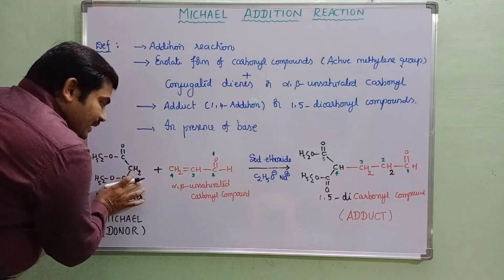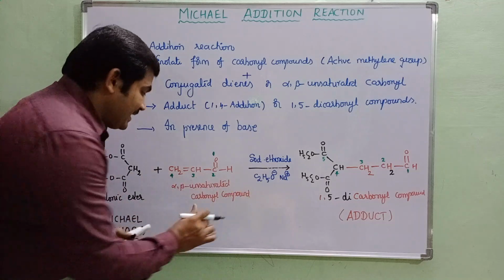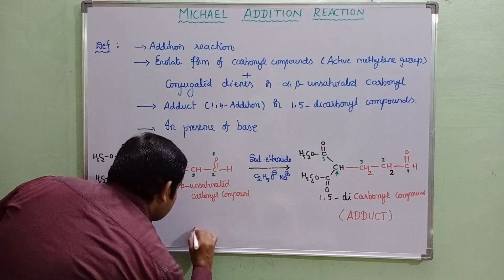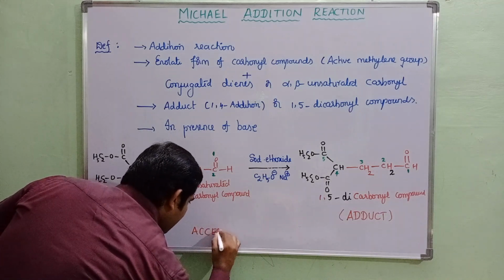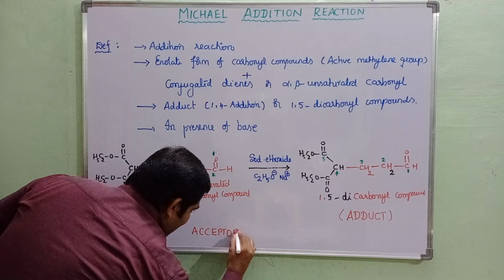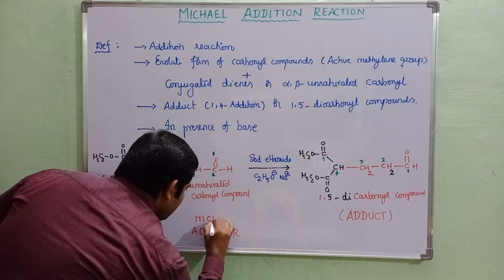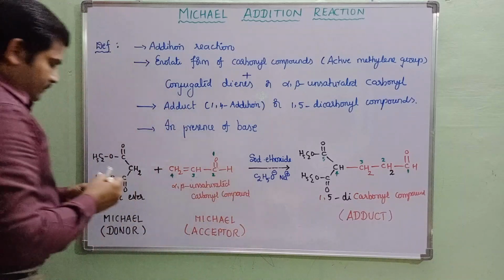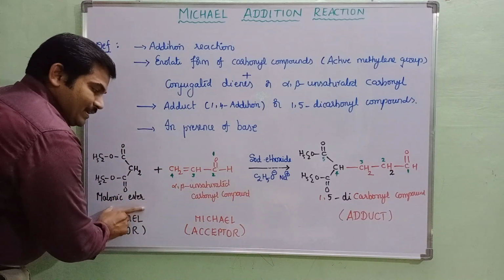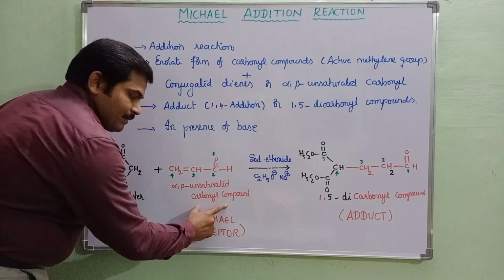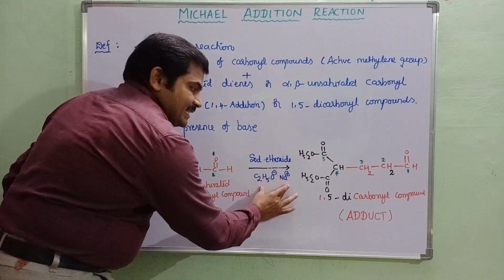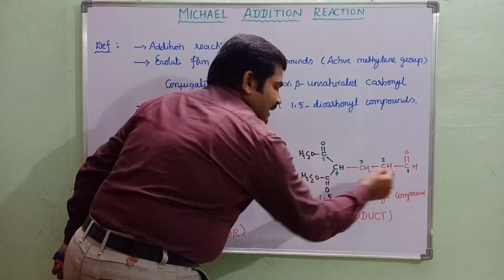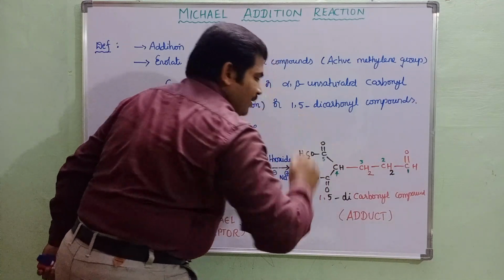So it is donating, which means something has to accept. Hence it is called the Michael acceptor. So when a Michael donor reacts with a Michael acceptor in the presence of base, one adduct is formed. That adduct is called a 1,5-dicarbonyl compound.